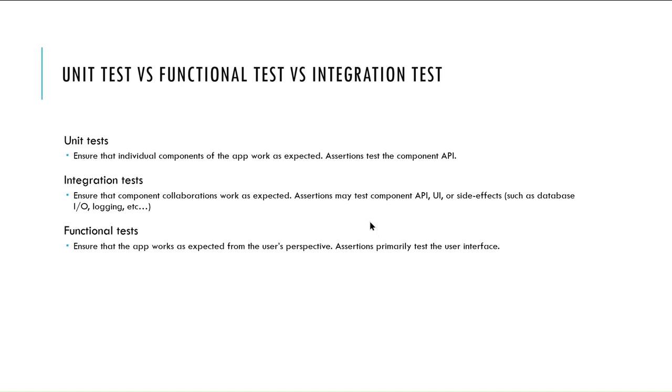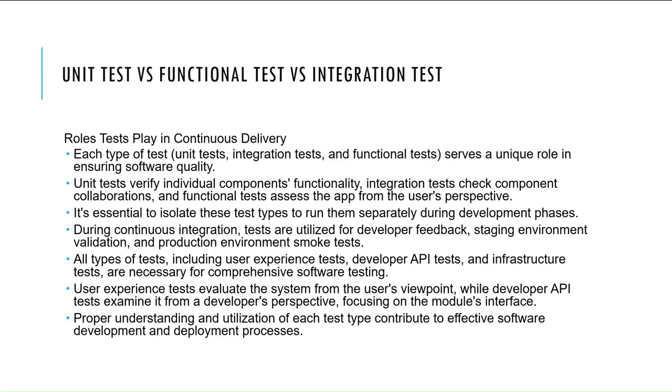Now, unit test versus functional test versus integration test. Unit tests ensure that individual components of the app work as expected. Assertions test the components of the API. Integration tests ensure that component collaborations work as expected. Assertions may test component API, UI, or side effects. Functional tests ensure that the app works as expected from the user's perspective. Assertions primarily test the user interface.